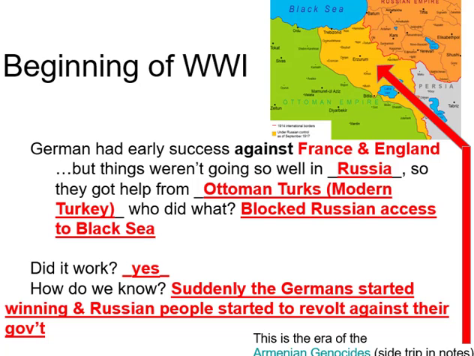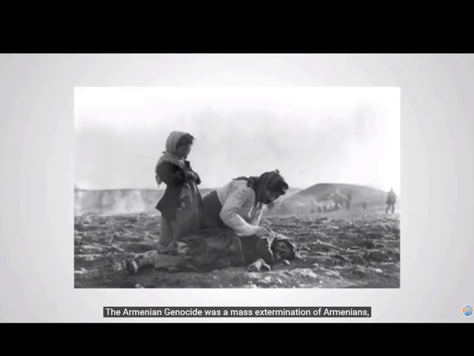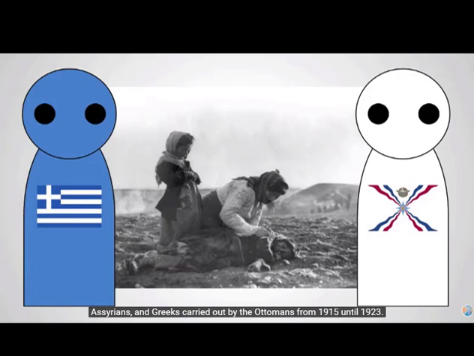Now, we're going to take a side note here for a minute. This strip of time, this area here, is where we start to have what's called the Armenian genocides. And historically, we don't speak about the Armenian genocides a whole lot, but we're going to today. The Armenian Genocide was a mass extermination of Armenians, Assyrians, and Greeks carried out by the Ottomans from 1915 until 1923. It's often considered the first major genocide of the 20th century.